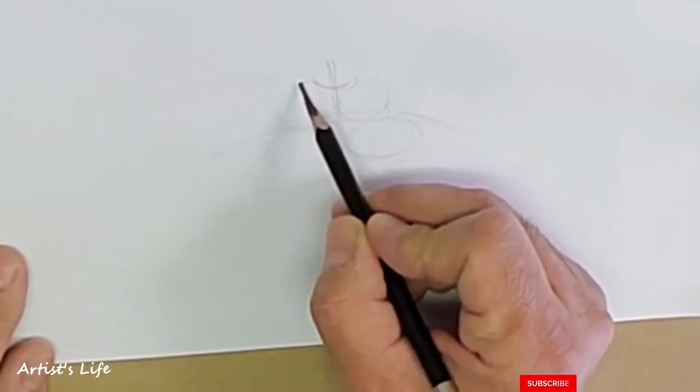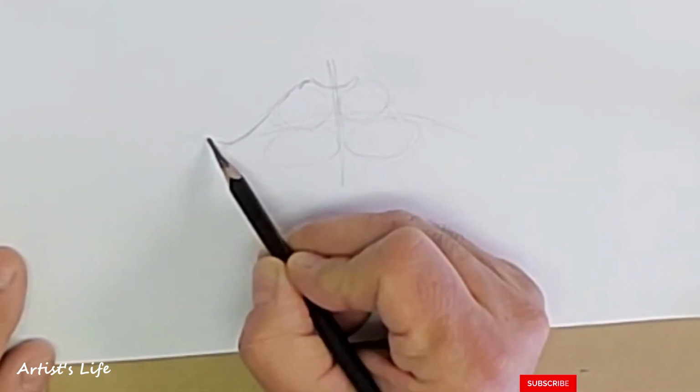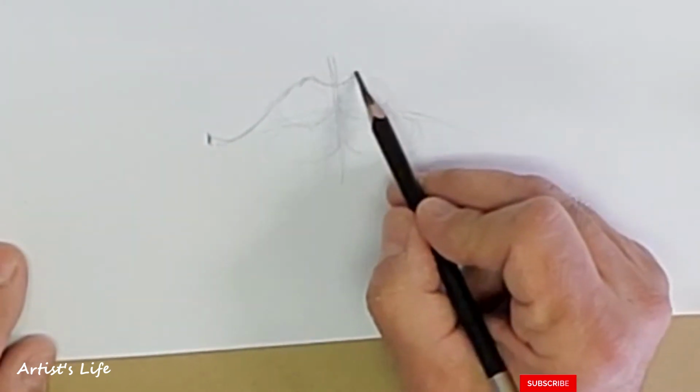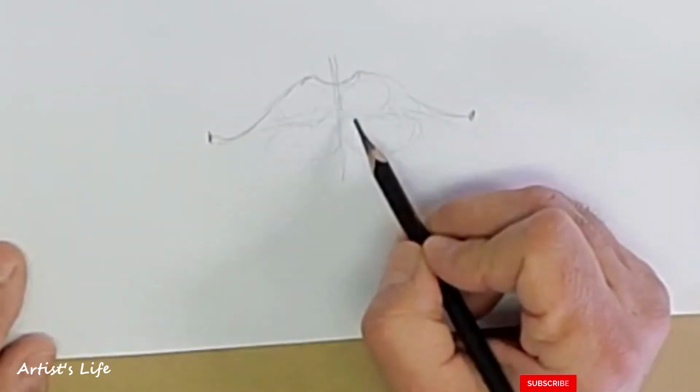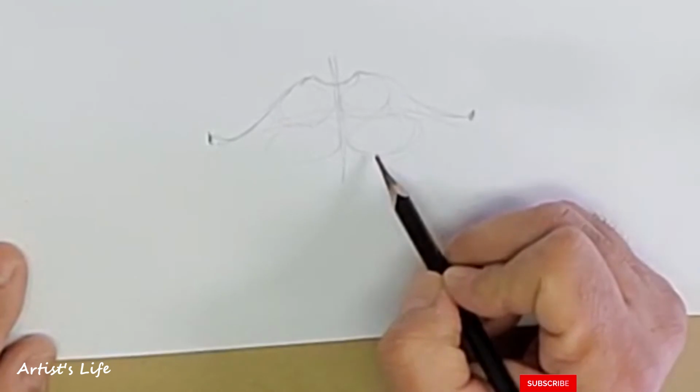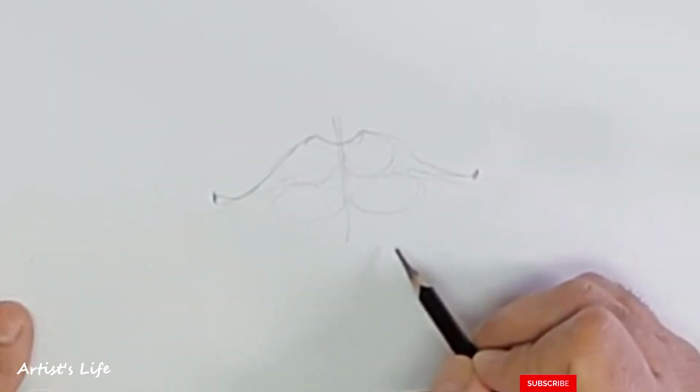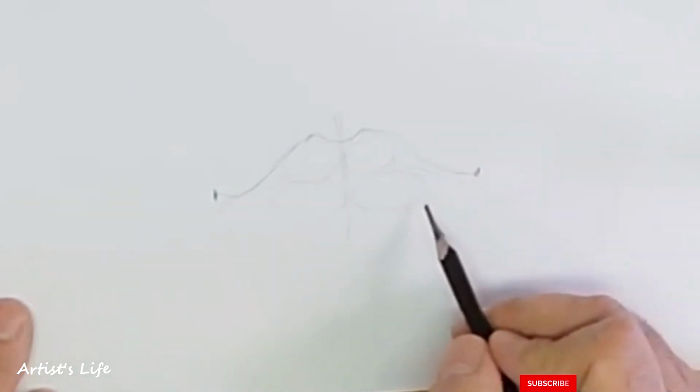Now take a look at this here. So which goes about right there. The other side, which goes about right there. Now I'm using these shapes here for my advantage, okay?